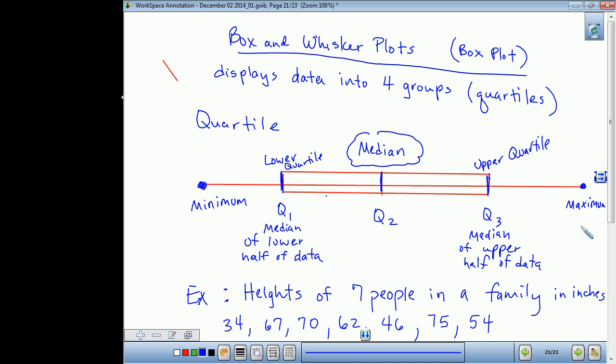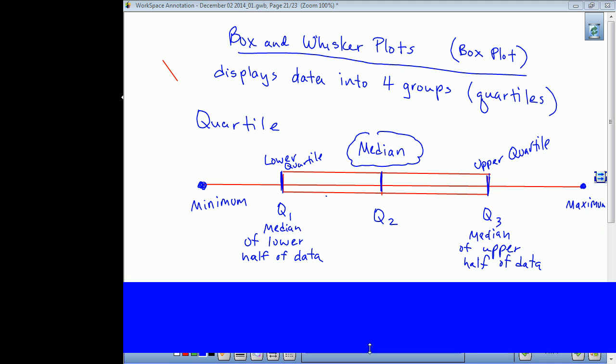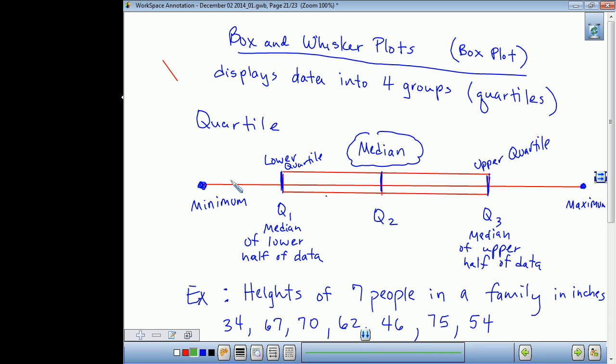We divide it into quartiles so that 25% of the data is in this lower part, 25% of your data lies within this part, 25% of the data lies within this part, and then 25% of the data lies here.